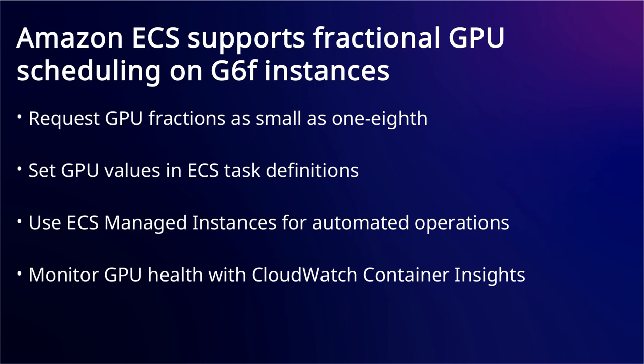You can use ECS managed instances to get instance provisioning, scaling, patching, and lifecycle management handled automatically, letting you focus on your workloads rather than infrastructure. ECS also provides GPU metrics through CloudWatch Container Insights and automatic health monitoring that detects GPU hardware failures and replaces unhealthy instances to minimize disruption. This capability is available in all AWS regions where EC2 G6f instances are available.